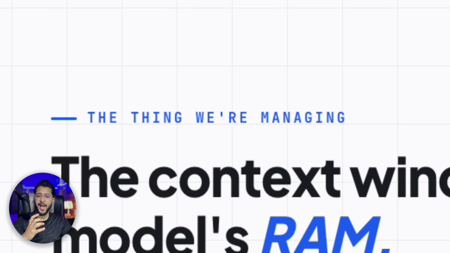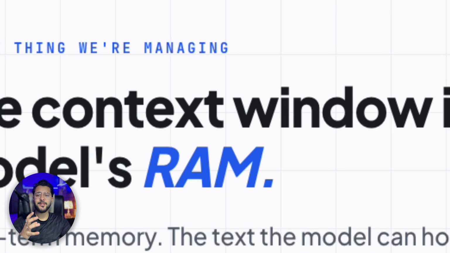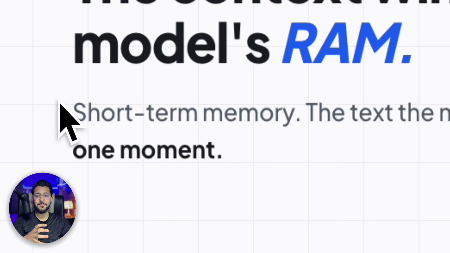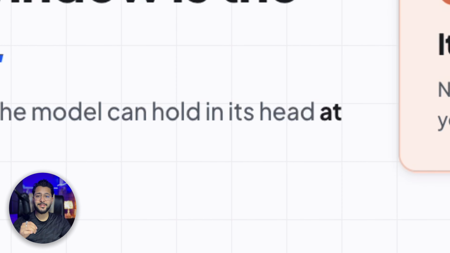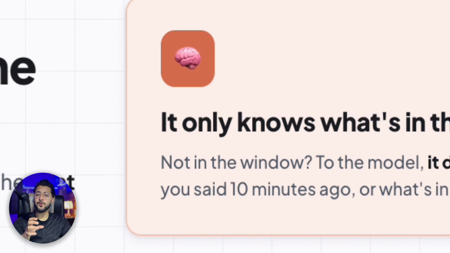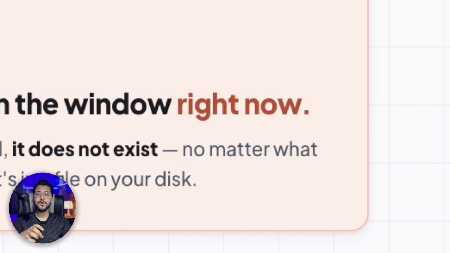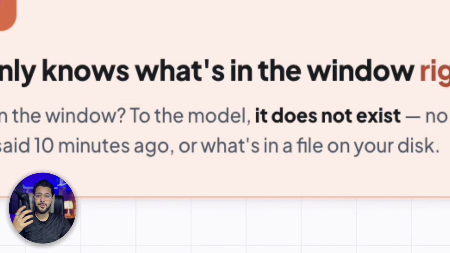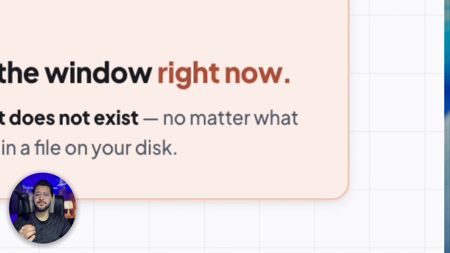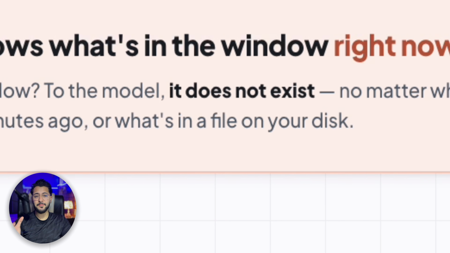So what are we actually managing? The context window. Think of it as the model's short-term memory, its RAM. It's the text the model can hold in its head at one time. And here's the part people miss. The model knows what's in that window right now. That's its whole world. If something's not in the window, then to the model it doesn't exist. Doesn't matter what you said 10 minutes ago, doesn't matter that it's in a file on your computer. If it's not in the window, it's gone.